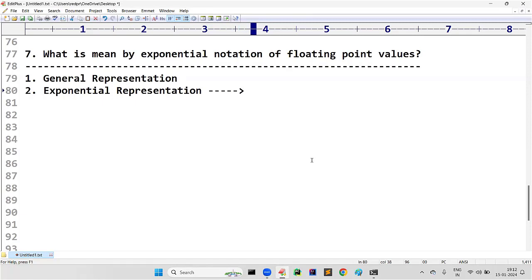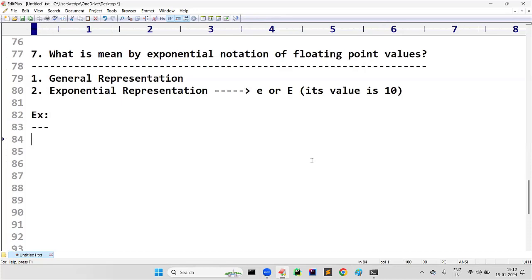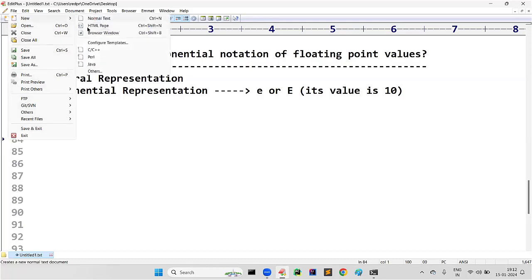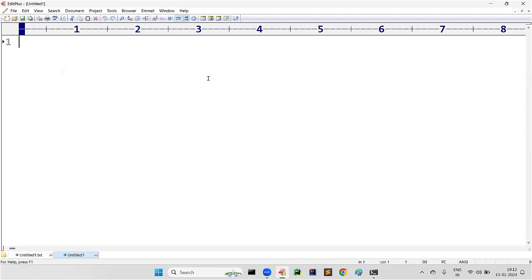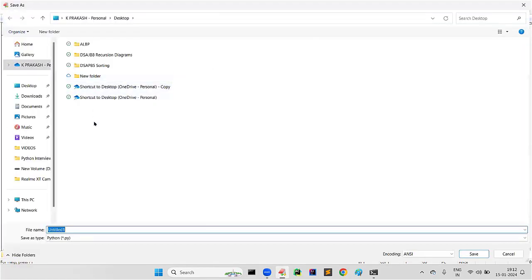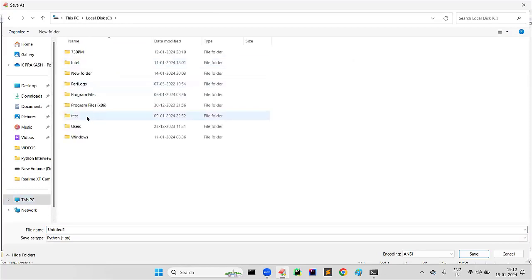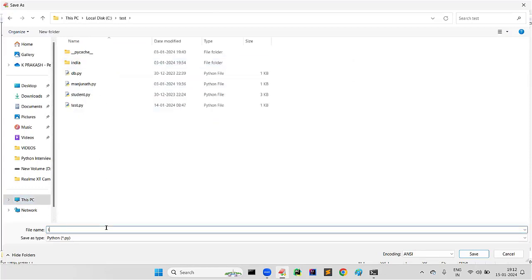For this exponential, we use either small e or capital E, and its value is the numerical value 10. To understand this, I am going to take one simple example. Let us see how we are going to represent it. Let us go with a new Python program. I am saving this file as test.py.